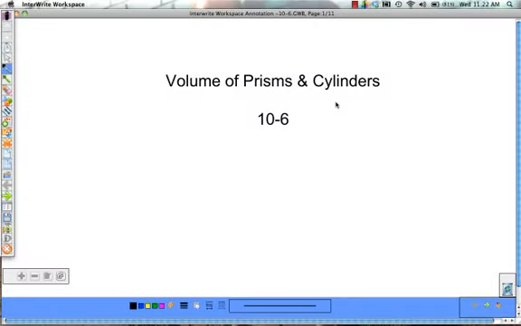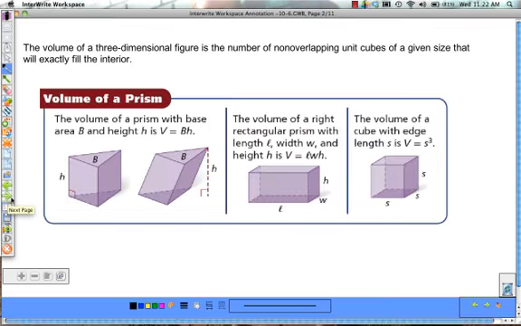Let's talk about the volume of prisms and cylinders. The volume of a three-dimensional figure is the number of non-overlapping unit cubes of a given size that will exactly fill the interior. Basically, it's how much water it would take to fill up this prism.